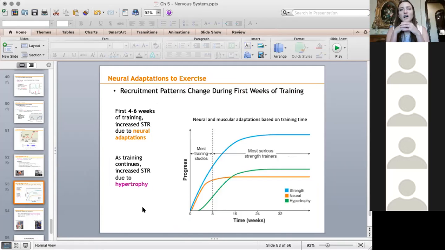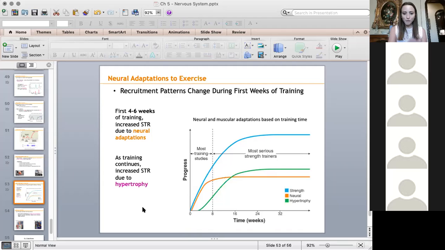This slide right here talks about training over time and how muscular changes and neural changes will start to overlap. So we see here that in the first 4 to 6 weeks of training, we just started a new training program, we're lifting weights, we're getting stronger. Why are we getting stronger in those first 4 to 6 weeks? It's due to the neural adaptations that I just mentioned on the last slide. While those are all neural changes, the muscle hasn't started changing significantly yet, but we've had changes take place to our central nervous system, and that's why we're stronger.